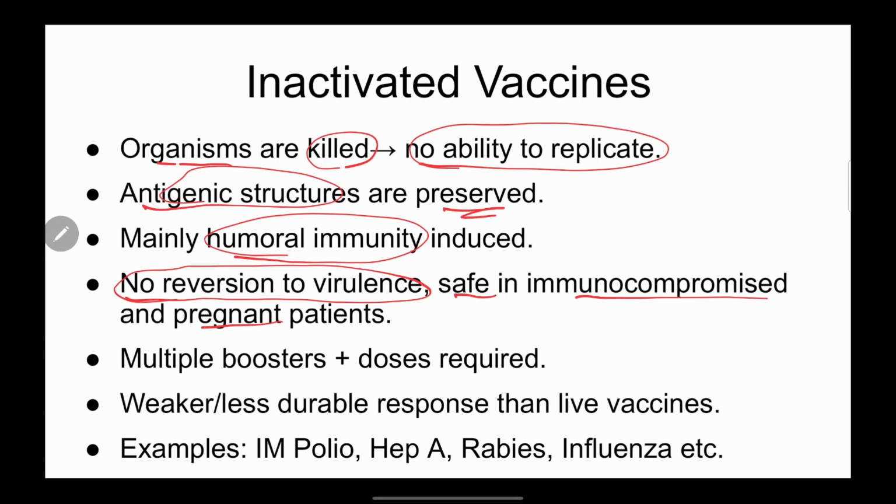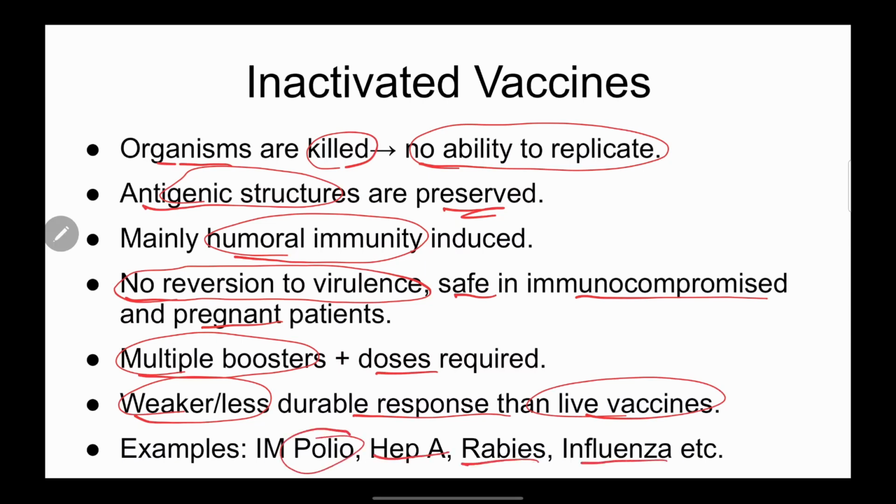But there's a caveat to this, which is that you require multiple boosters and doses. Why? Because it does not mimic the natural infection as closely as live attenuated vaccines. That is why your immune response will wane off, and that's why you have to keep giving them multiple boosters throughout life, right? So it is a weaker and less durable response than live vaccines. Some of the examples are going to be polio, hepatitis A, rabies, influenza. And by the way, polio is intramuscular polio, not the oral polio.